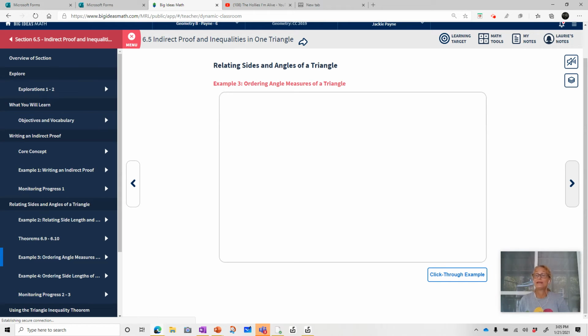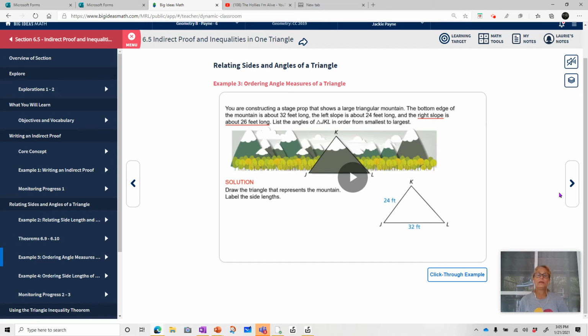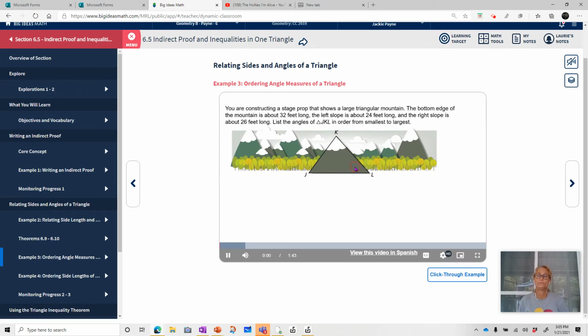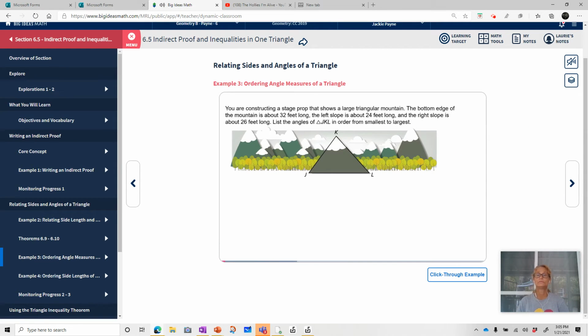And here's an example of the type of problem you'll be asked to do. You are constructing a stage prop that shows a large triangular mountain. The bottom edge of the mountain is about 32 feet long. The left slope is about 24 feet long, and the right slope is about 26 feet long. List the angles of triangle JKL in order from smallest to largest.